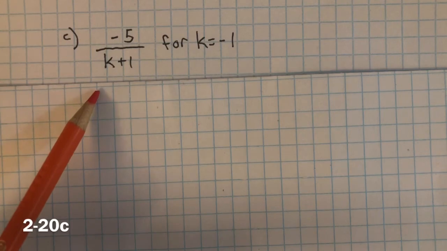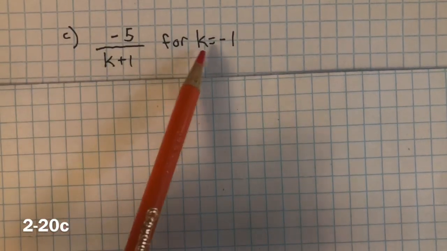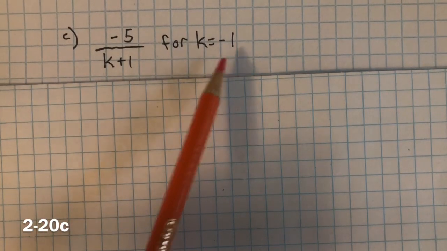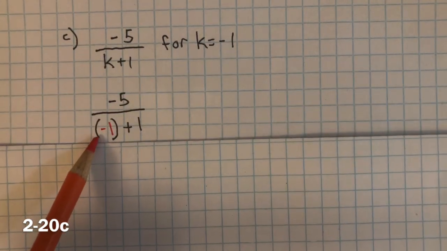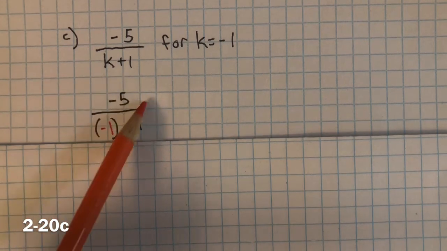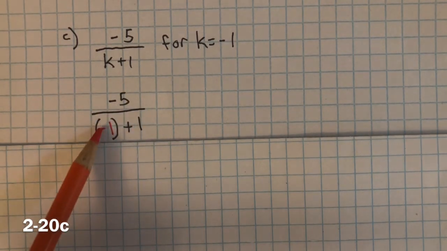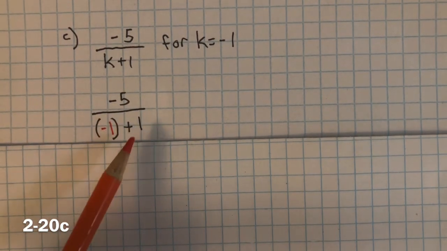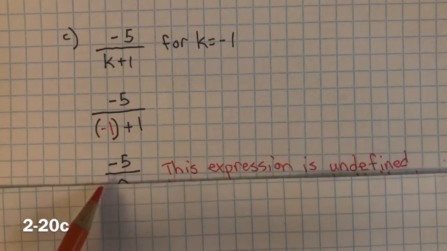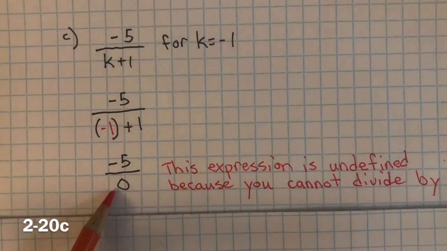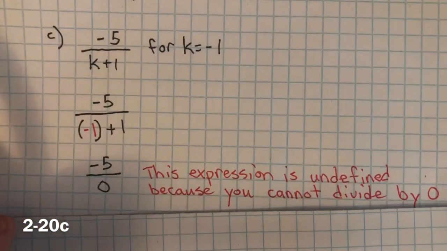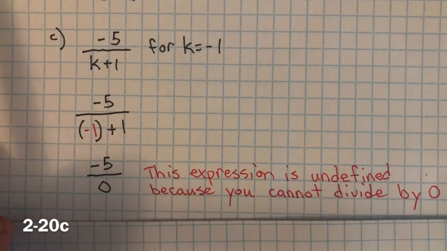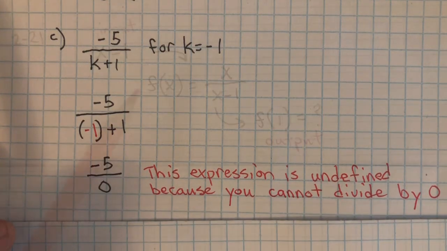Problem 220c, we're going to substitute k for negative 1. So k equals negative 1. Nothing to simplify in the numerator, so we're going to simplify the denominator. Negative 1 plus 1 is 0. And so this expression is undefined because you cannot divide by 0. You can't have negative 5 of 0, or negative 5 of nothing.